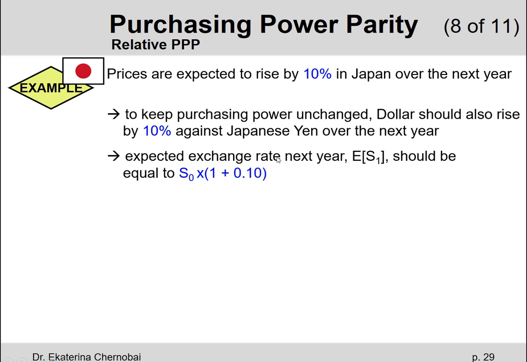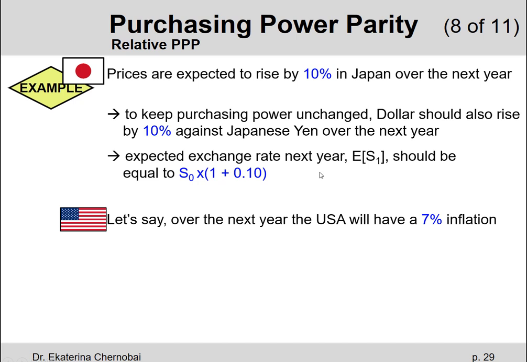So the expected exchange rate next year, denoted as E[S1], should be equal to S0, the current or spot exchange rate, expressed as how many yen per $1, as always, multiplied by 1 plus 0.1. So this little formula increases the exchange rate by 10% in 1 year. So 10% more yen per $1. That would leave you indifferent to the 10% higher price in Japan.